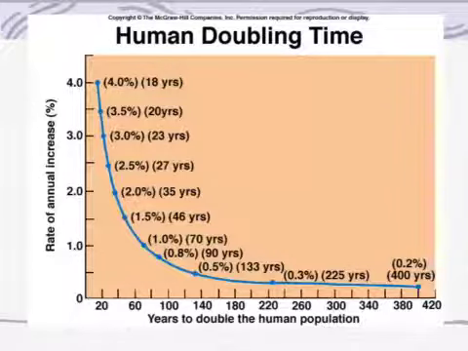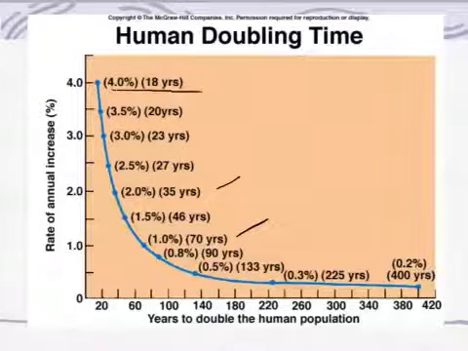Here's another graph of that human doubling time. Again, at that 1%, you see 70. There it is, there's that constant. At 2%, we have 35 years for the doubling time. If we have a 4% growth, it's going to double in 18 years. So that's how you read this graph.